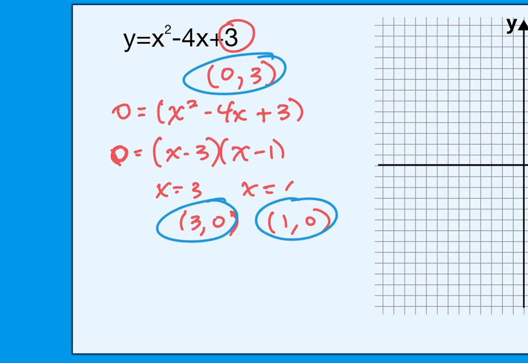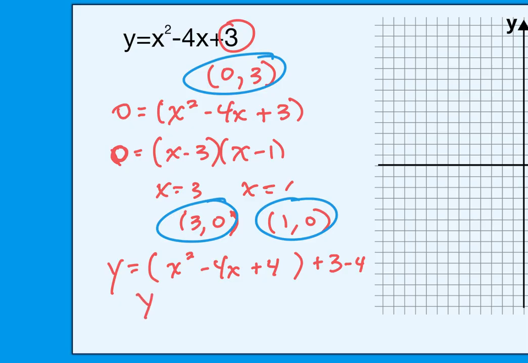Last step, we're going to complete the square. Okay, so when I have y equal to x squared minus 4x plus 3, I'm going to put the x squared minus the 4x together, plus the 3 on the outside. Now, I want to put b divided by 2 squared. Negative 4 divided by 2 squared. Add it. And then I'm going to subtract it.